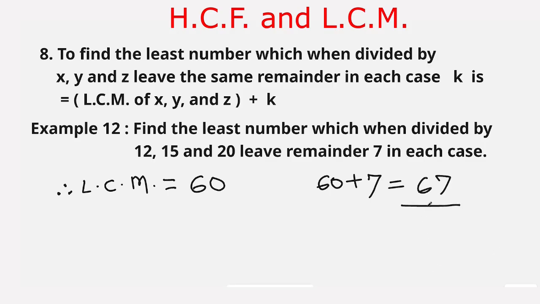When 67 is divided by 12, the remainder is 7. 12 times 5 is 60 and 67 minus 60 is 7. Similarly, when 67 is divided by 15, 15 times 4 is 60 and 67 minus 60 is again 7. Similarly, 67 divided by 20, 20 times 3 is 60 and 67 minus 60 is again 7. So this is our answer.